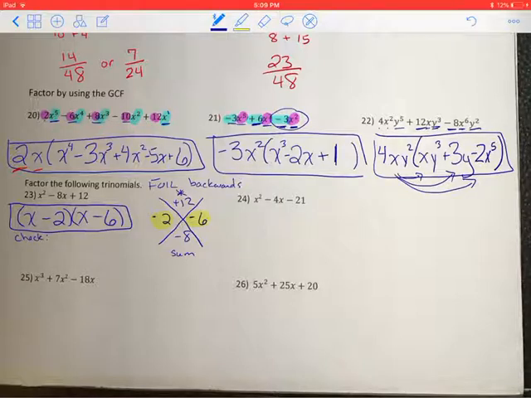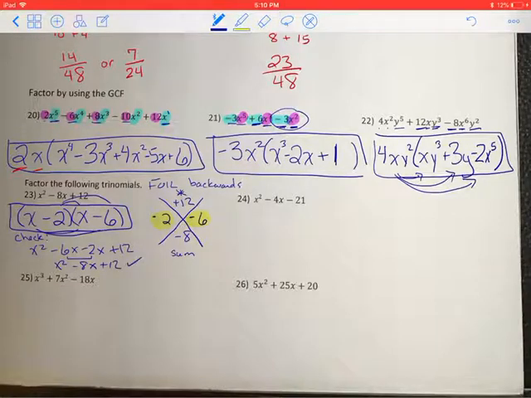So if we FOILed, we do x times x to get x squared. The outside would be negative 6 times x. The inside would be negative 2 times x. And then negative 2 times negative 6 is positive 12. Put your middle terms together and you get x squared minus 8x plus 12. So that's what you started with, so that one checks.